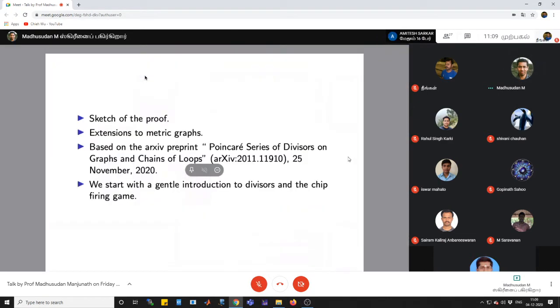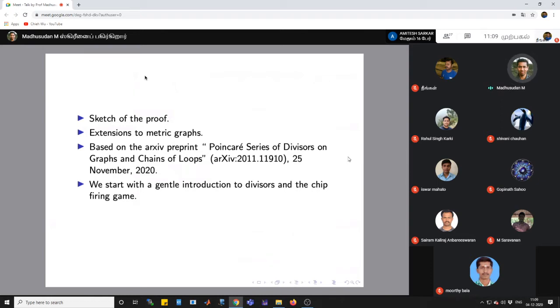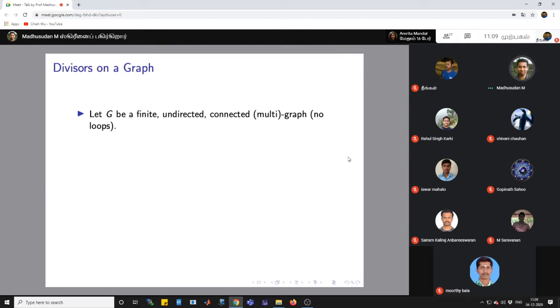Okay. Great. So let's start with this introduction to divisors and the chip firing game. What is a divisor on a graph? Let me define what a divisor on a graph is. Throughout this talk, by a graph we mean a finite, undirected, connected multigraph.